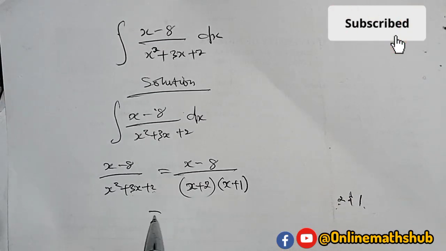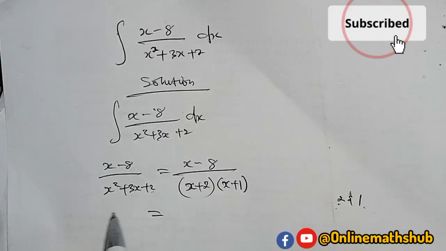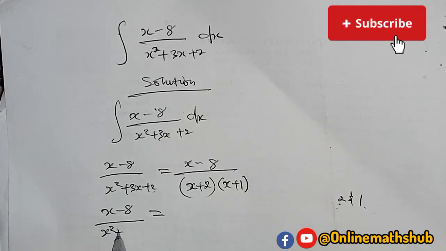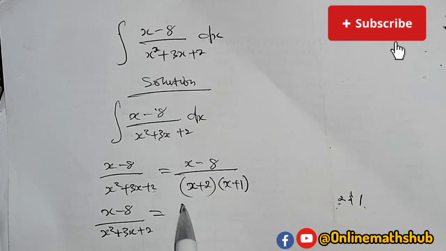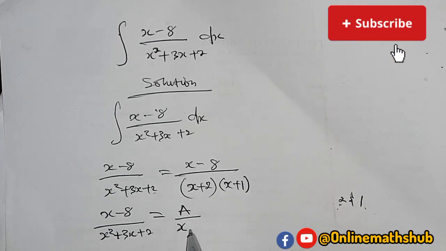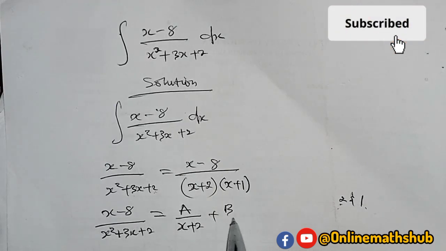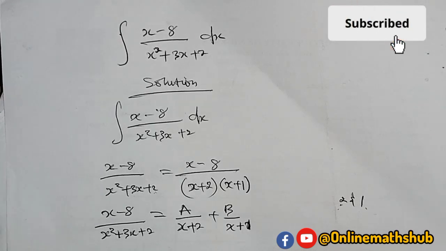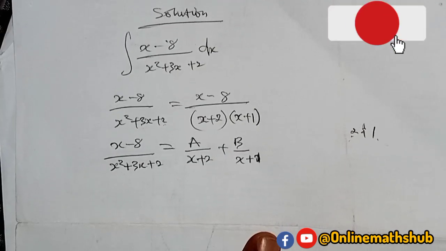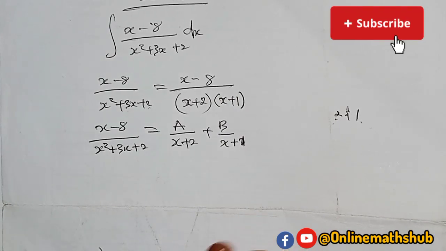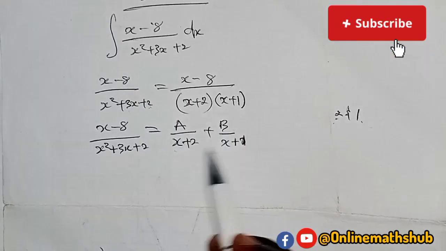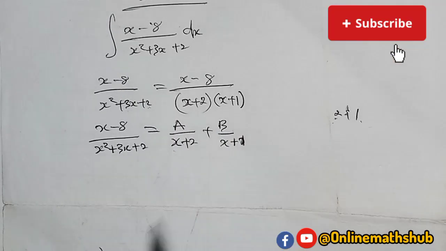Now if I want to put this in partial fractions, I'll have (x - 8) over (x squared + 3x + 2) equal to A divided by the first term, (x + 2), plus B divided by the second term, (x + 1). Then I'm going to find the LCM and simplify this fraction.